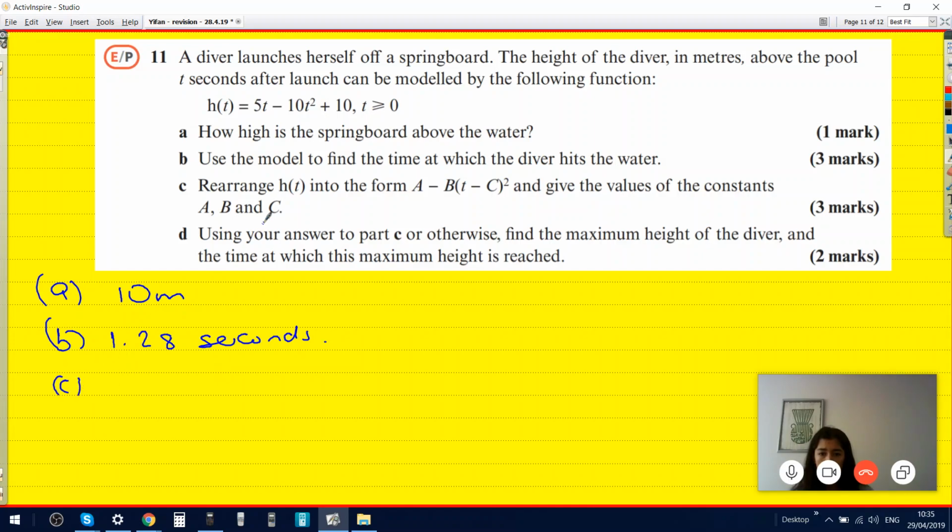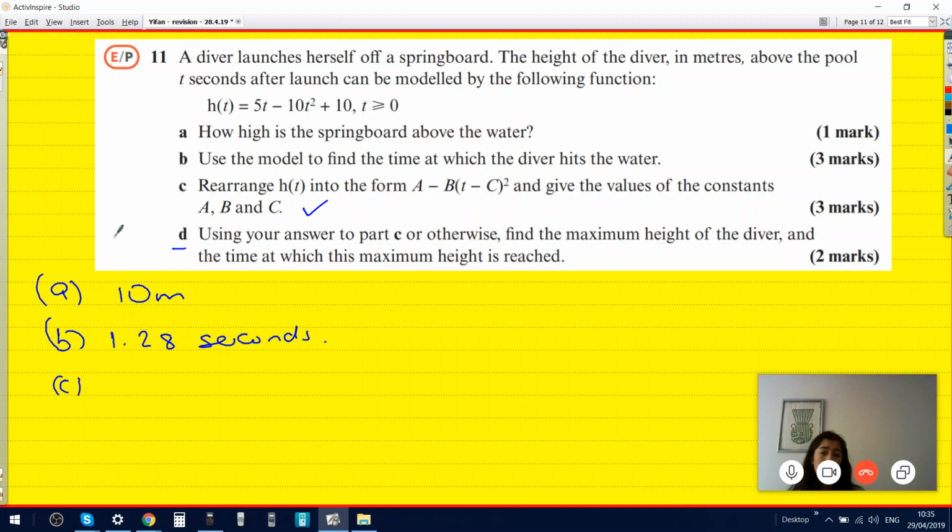Then you put it into completing the square form, and let's see if you can do d without doing c. Use your answer to part C, or otherwise find the maximum height of the diver and the time. Isn't it just minus b over 2a? How can I do that without that? Find the maximum height of the diver and the time at which this maximum height is reached. Maximum. Do I have to differentiate or something?